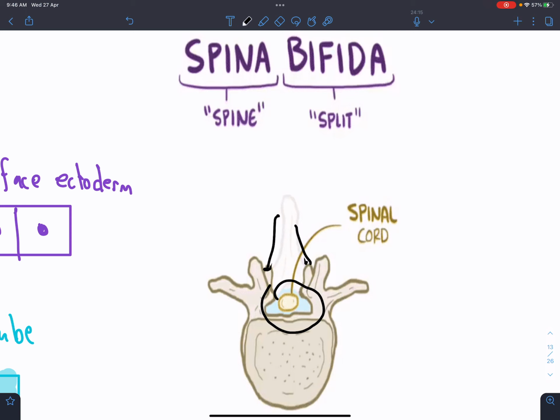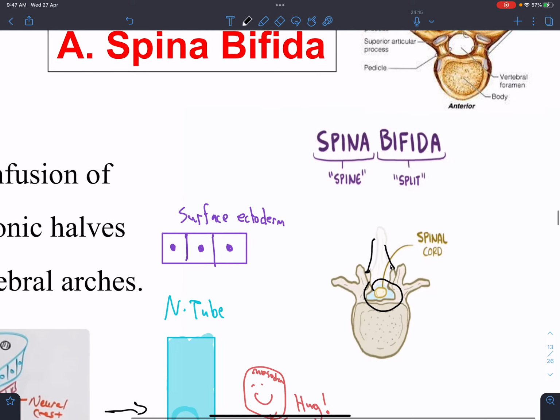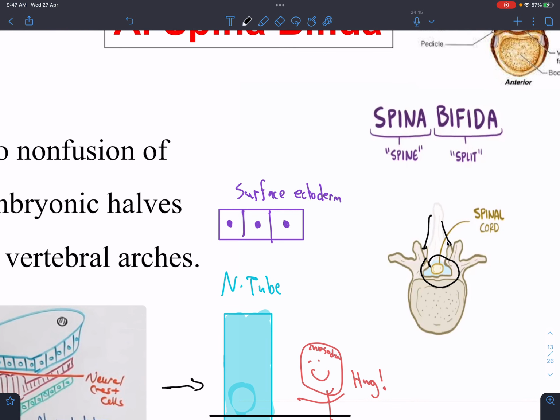Okay? But let me actually explain to you just quickly why there is failure of fusion of the vertebral arches. All right? So spine means the spine or vertebral arches. Bifida means split. Okay? Let's see why.